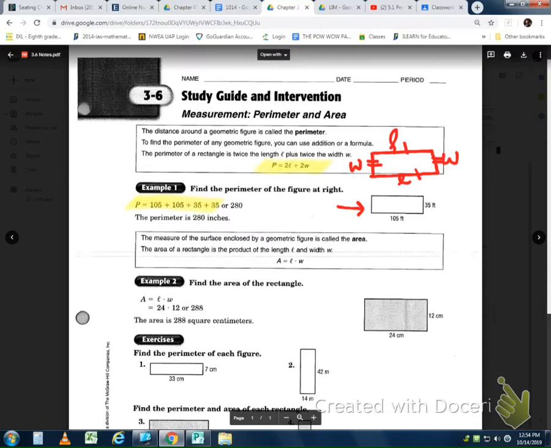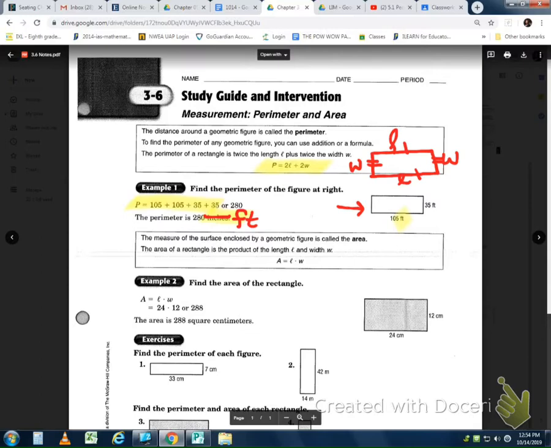Now, they've made a mistake, haven't they, in example 1? Did anybody catch their mistake? How long does it say in the picture that that rectangle is? 105 feet. Look how they labeled that. Inches. That's a mistake. It would have to be 280 feet. It's got to be the same unit.